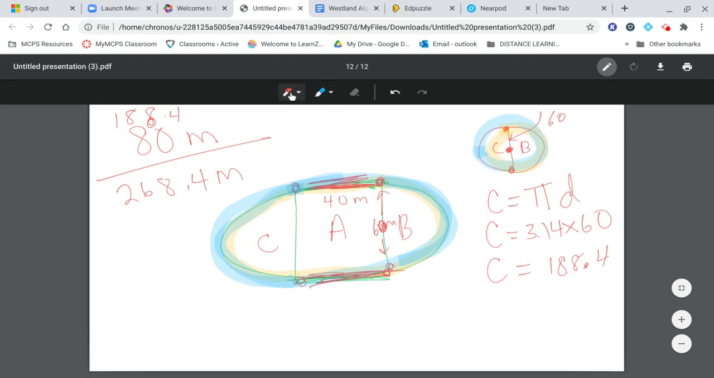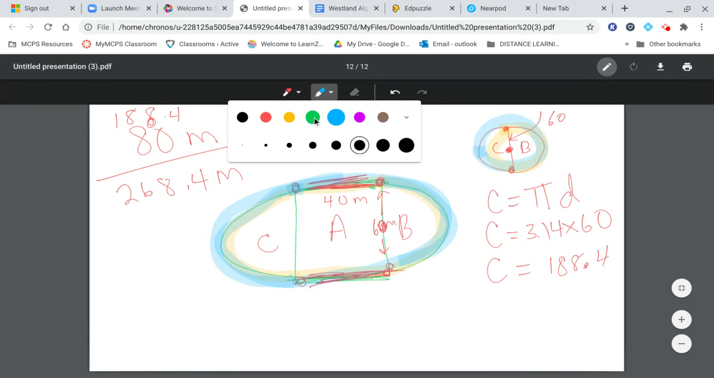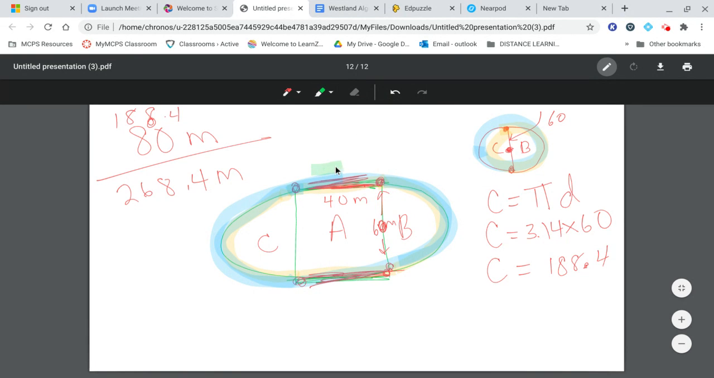Well, what if there was a person next to you? Okay. If there was a person right next to you, and I'm going to make a different color, I'm going to say green. Let's say there was a person next to you and they were running around this part of the track. And you want to know how far that person ran, because they're going to actually run further than the person that ran on the inside, because they actually have a bigger circle. There's a bigger diameter.